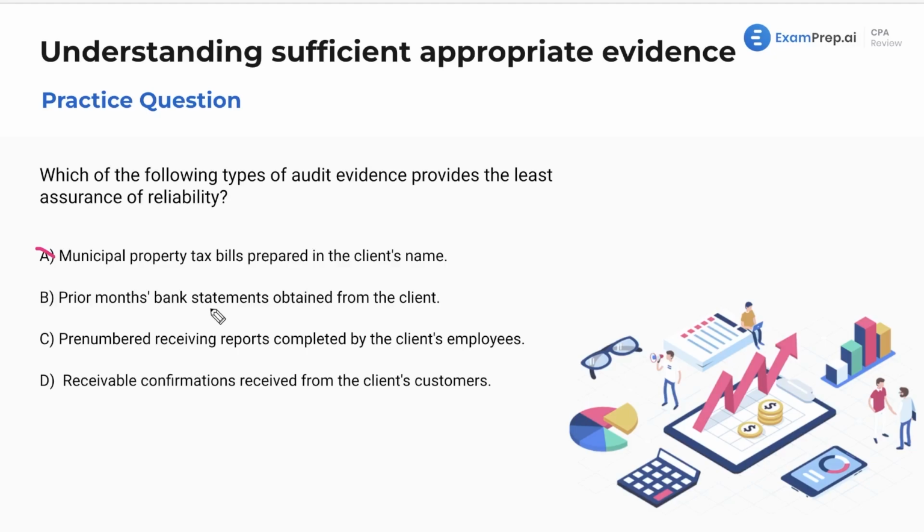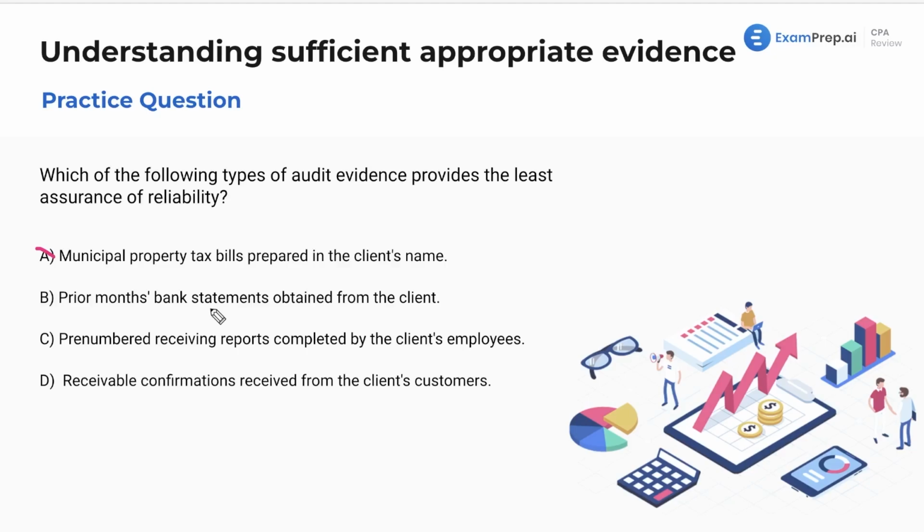Now, what about pre-numbered receiving reports completed by the client's employees? Like I said, if the client has direct access to edit or affect whatever we're talking about, we are going to trust it the least. And that's why we have corroborating evidence. That's why we do substantive testing.